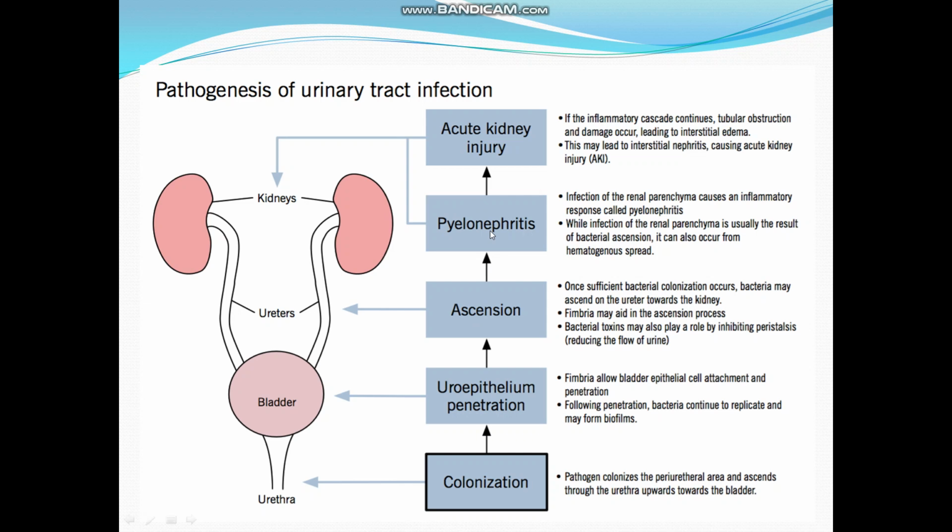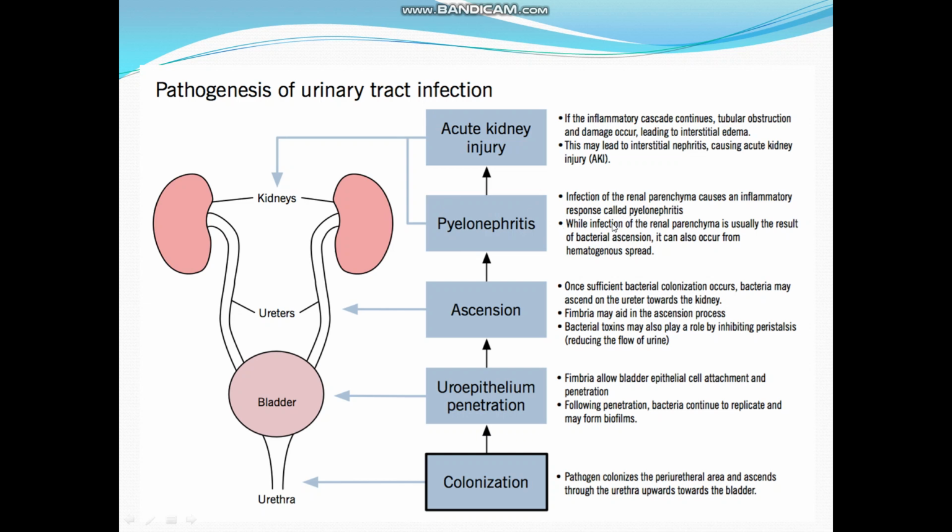After sufficient bacterial colonization, the bacteria ascend to the kidney and can cause pyelonephritis. Bacterial toxins can also reduce urine flow. Pyelonephritis is an infection of the renal parenchyma that causes an inflammatory response. When the parenchymal cells get infected due to this inflammatory response, it is called pyelonephritis.